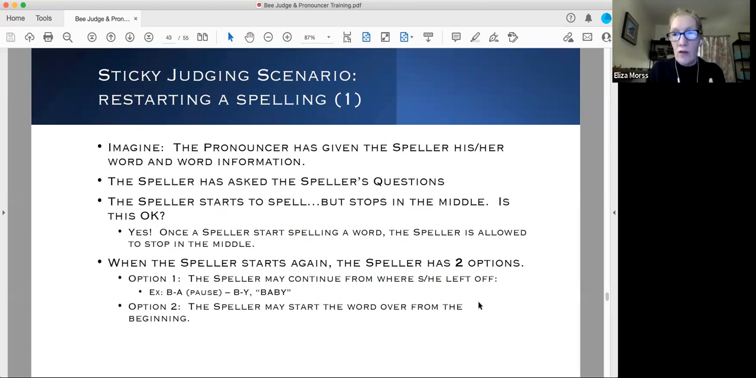You could do 2 things. The speller could say B-A, B-Y. Great, correct letters in the correct order. Wonderful, very clear. The other option is the speller can start the word over from the beginning, and this is where it gets tricky. This is what I call the stickiest rule, and kids come out in this all the time. This is a true heartbreaker.